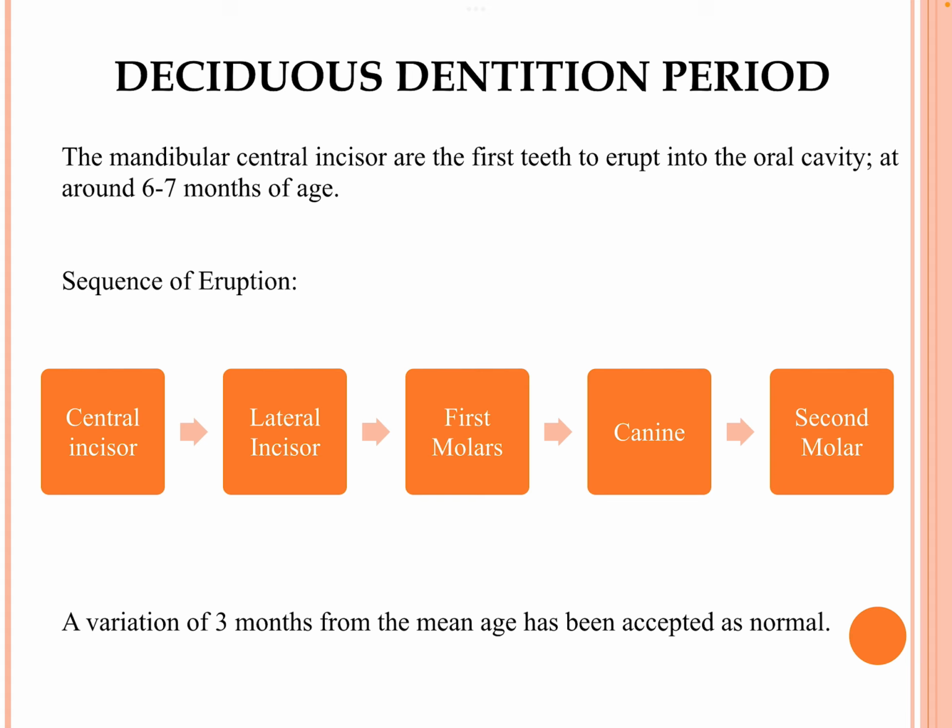The deciduous dentition period. The mandibular central incisors are the first teeth to erupt into the oral cavity at around 6 to 7 months of age. The sequence of eruption is central incisor, followed by the lateral incisor, then first molar, then canine, and lastly the second molar. A variation of 3 months from the mean age has been accepted as normal.